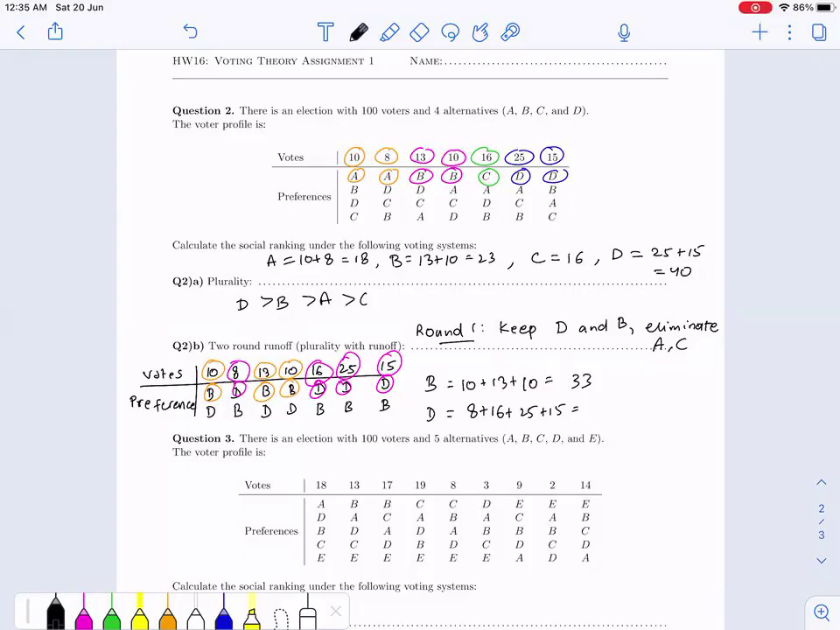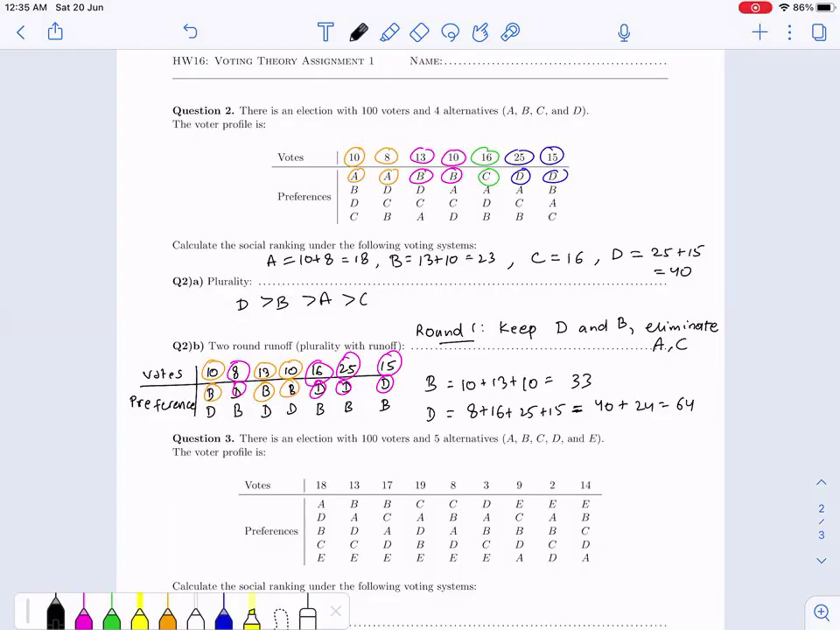Okay, sorry, these would not be the entire 100 voters. Let me just check if I made a mistake somewhere. Nope. Okay, so D gets top votes from 8 plus 16 plus 25 plus 15 people, which is clearly greater than 33. So this is 40 plus 24, which is 64.